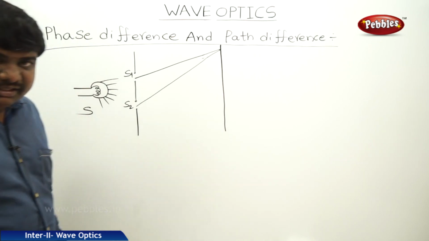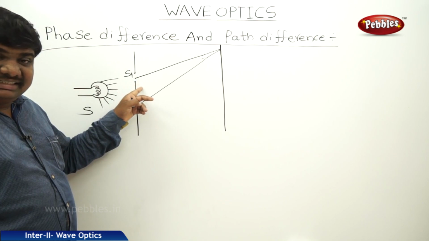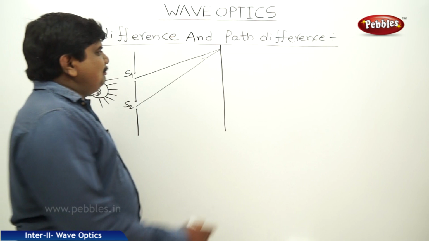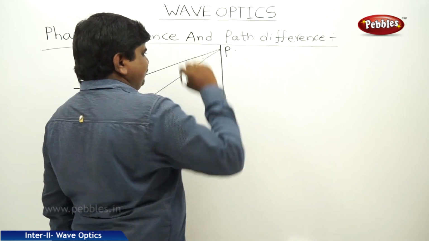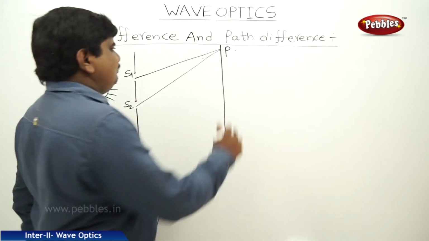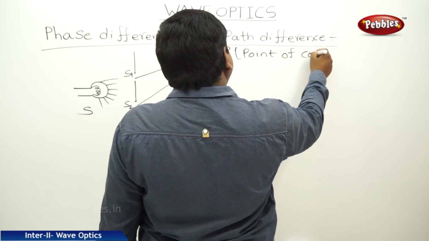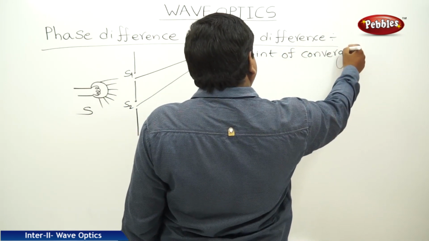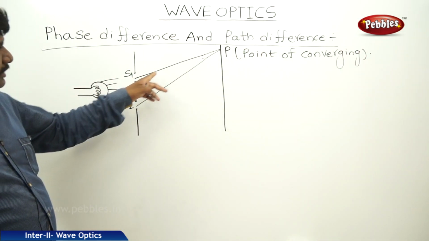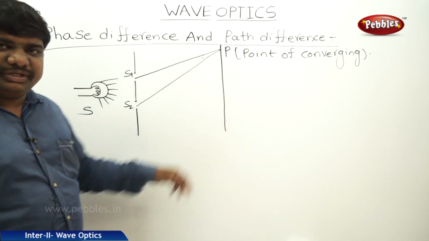Initially we have arranged the screen. So on the screen at a point, the light rays which are emitted from the slits S1 and S2 will merge or converge at one point P. This point P is a point of converging. From the slit S1 there is a distance S1P, from slit S2 there is a distance S2P.